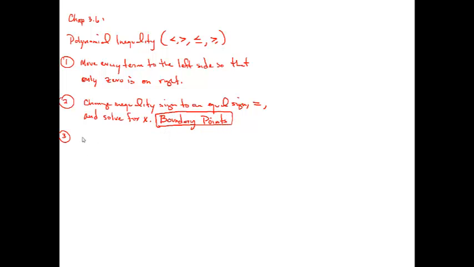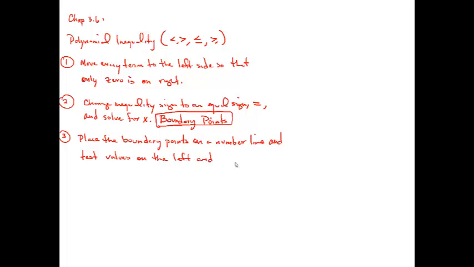Then the third step is go ahead and place the boundary points on a number line. So place your boundary points on a number line and test values on the left and right of the boundary points. And when I say test, make sure you realize you're going to plug it right back into the function.